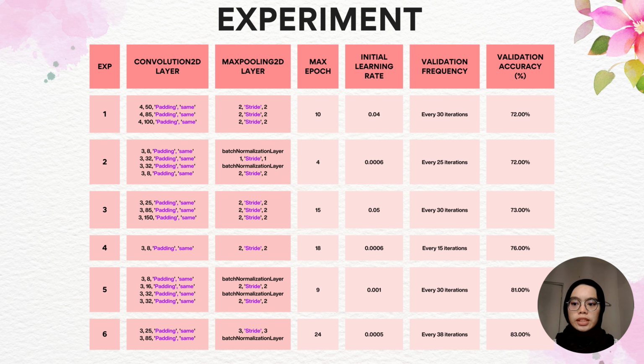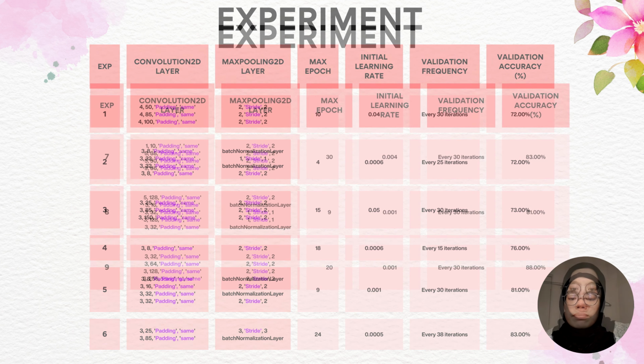For experiment 6, we use 2 convolutional layers with 25 and 85 filters incorporating batch normalization with 3 times 3 max pooling layers and 24 epochs with a learning rate of 0.0005, and the validation accuracy is checked every 38 iterations, and it achieved the highest validation accuracy so far of 83%.